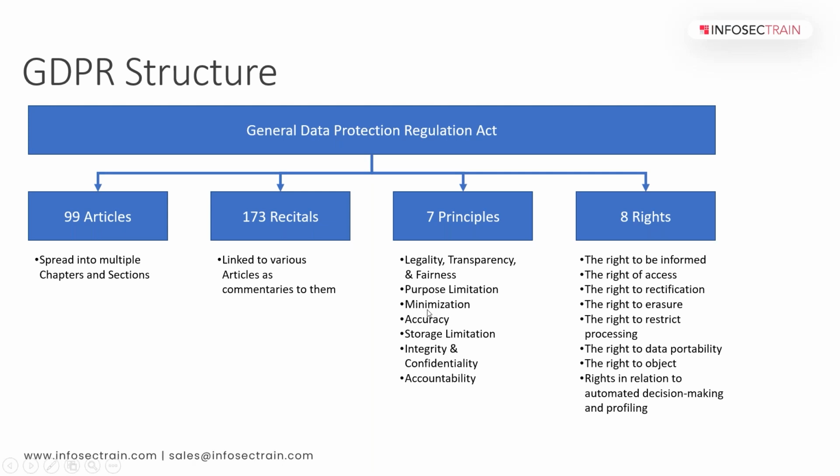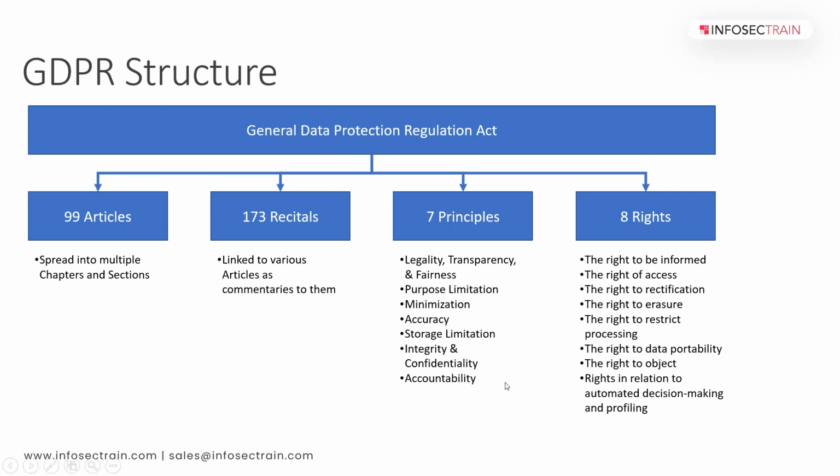Minimization: as much as possible, you take only the data that is required and don't touch the rest of the data. Accuracy, storage limitation, integrity and confidentiality. These two are different, right? We did talk about that. We spent a lot of time on this one. Confidentiality is how we are preserving that one. Integrity is how to ensure that the data is not corrupted or incorrect.